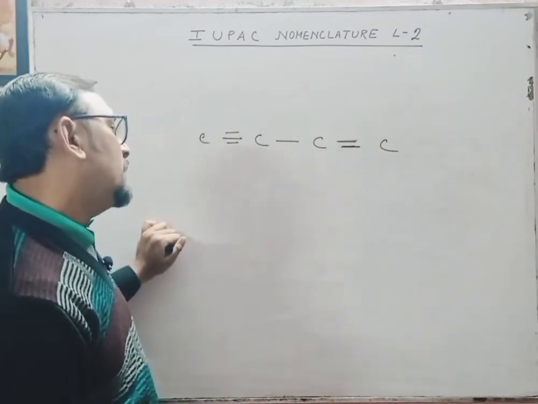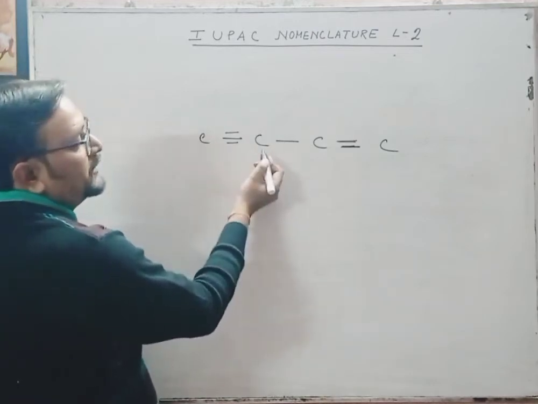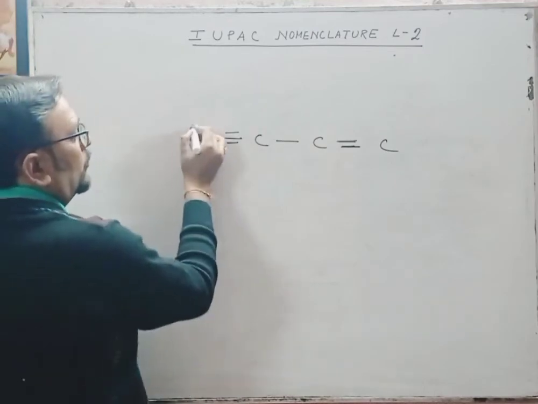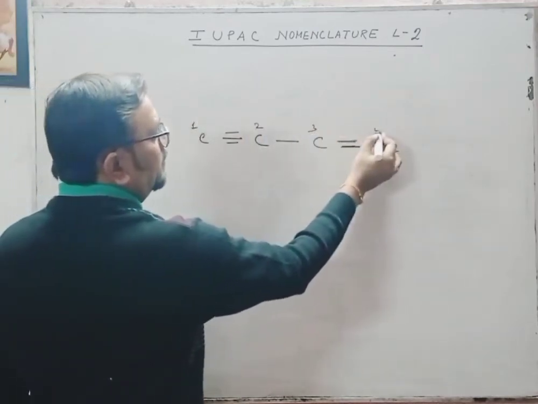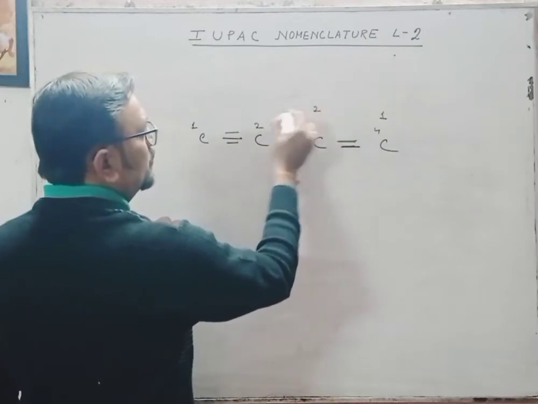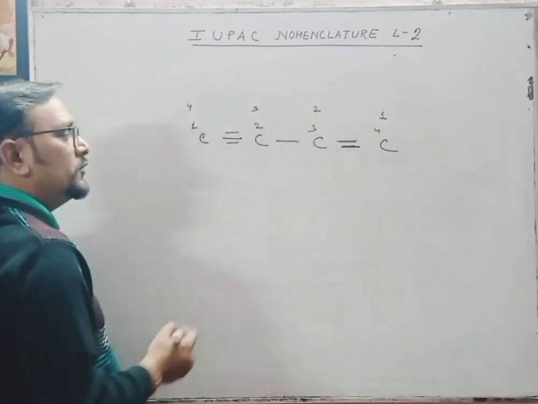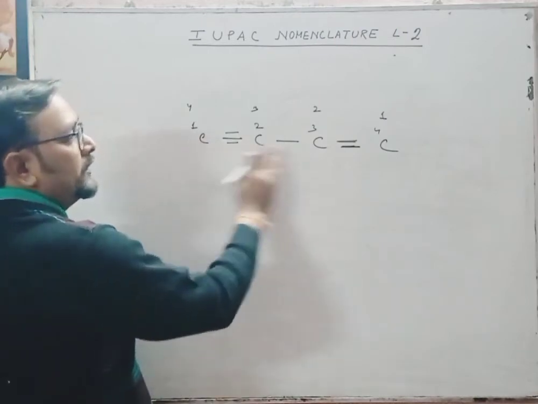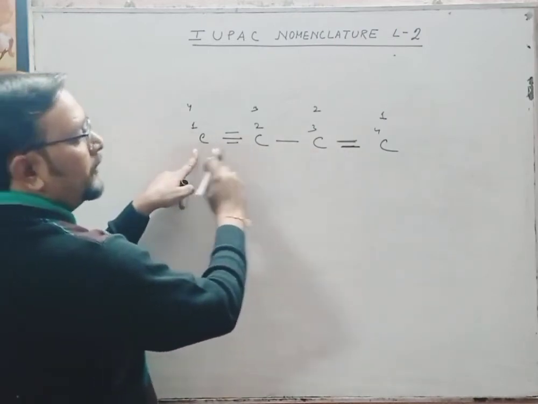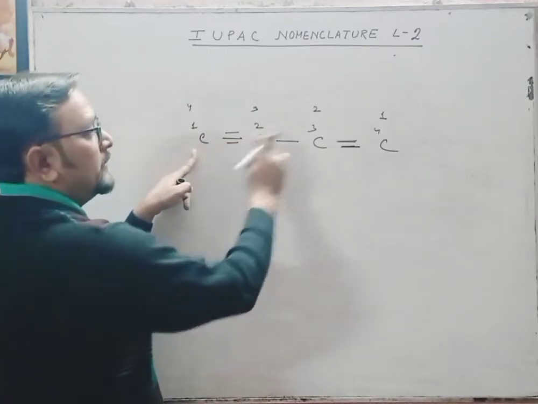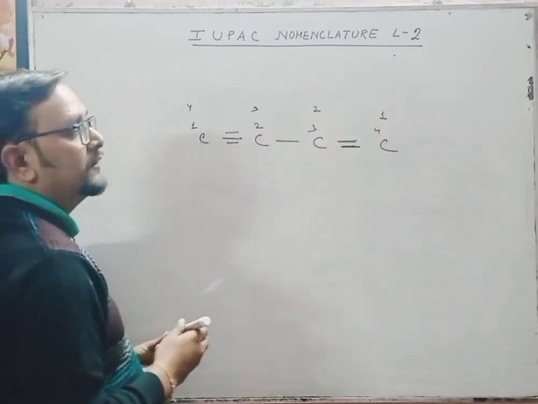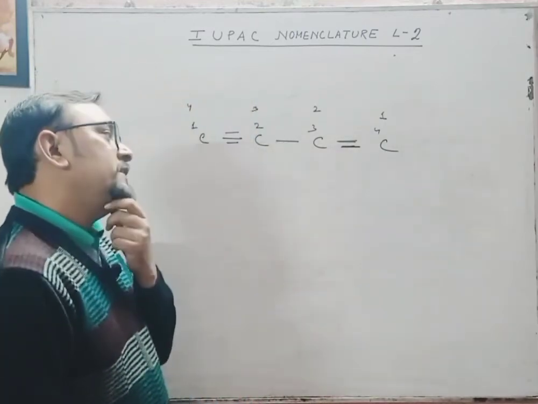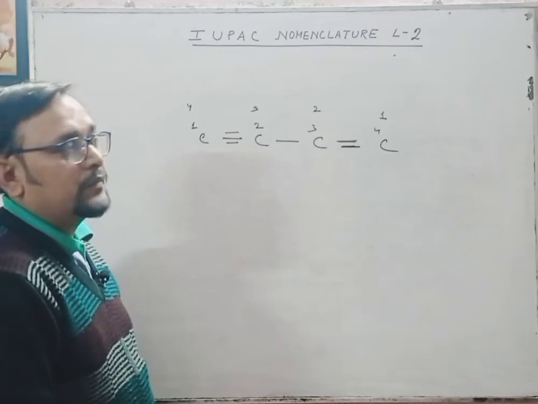Now, suppose I have started, you see double bond and triple bond, both the locants are the same. Okay, 1, 2, 3, 4. If you start from this side, 1, 2, 3, 4. If I start from this side, the triple bond is coming at the first position. If I start from that side, the triple bond is coming in the last position. Right? So which side should I go for?